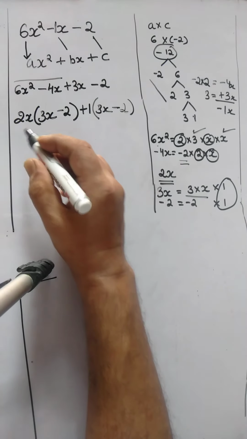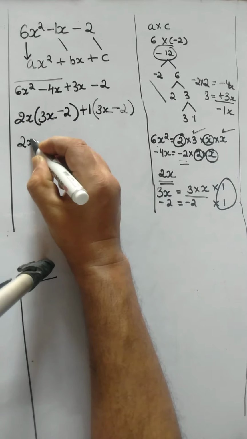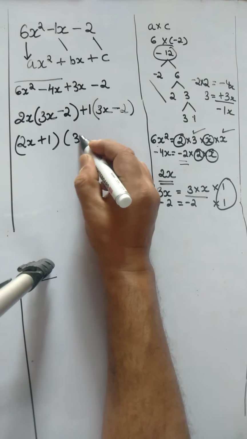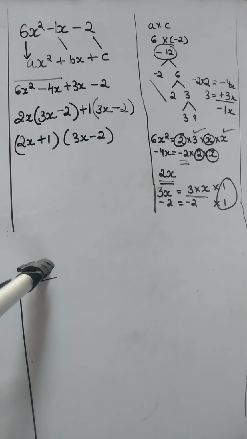In this manner, you would take the non-common factor here and put it as 2x plus 1, and here you put 3x minus 2. So you have factorized this.